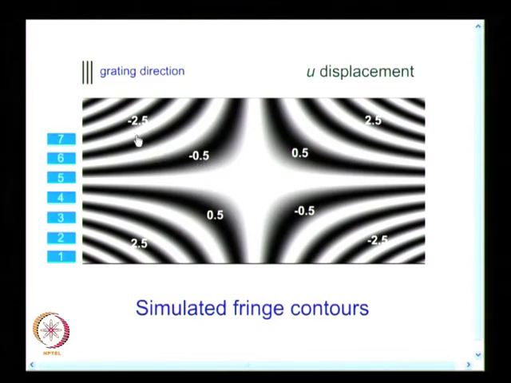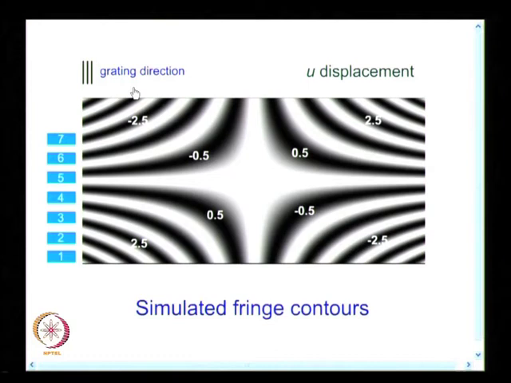This is the first observation. The second observation is, the fringe pattern comes with an indication of what grating direction has been used. When you go to Moire, for me to reveal the displacement information, I have to use a grating, and the grating direction dictates what component of displacement I do get. And I would like you to have a reasonable sketch of this, and when you do this, you will have an idea how the whole field pattern looks like.